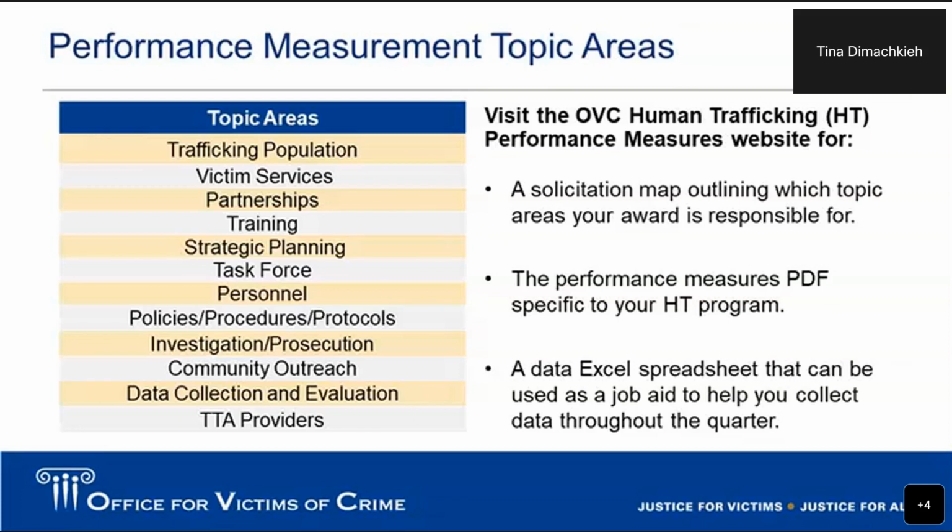This does not mean that every single award for OVC's human trafficking portfolio is reporting on these topic areas. OVC has a solicitation map that outlines which topic area the award is responsible for. So as a new grantee, you should familiarize yourself with that solicitation map on our webpage. I will show you where that is when we get to the resources piece. But you should go to our webpage and familiarize yourself with the solicitation map and identify what topic areas your award under your solicitation is responsible for.